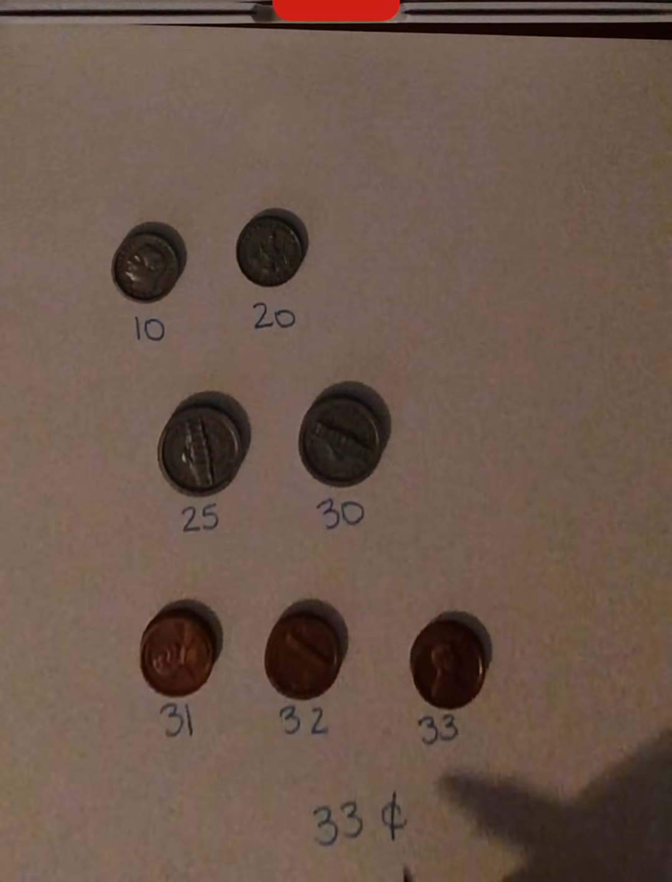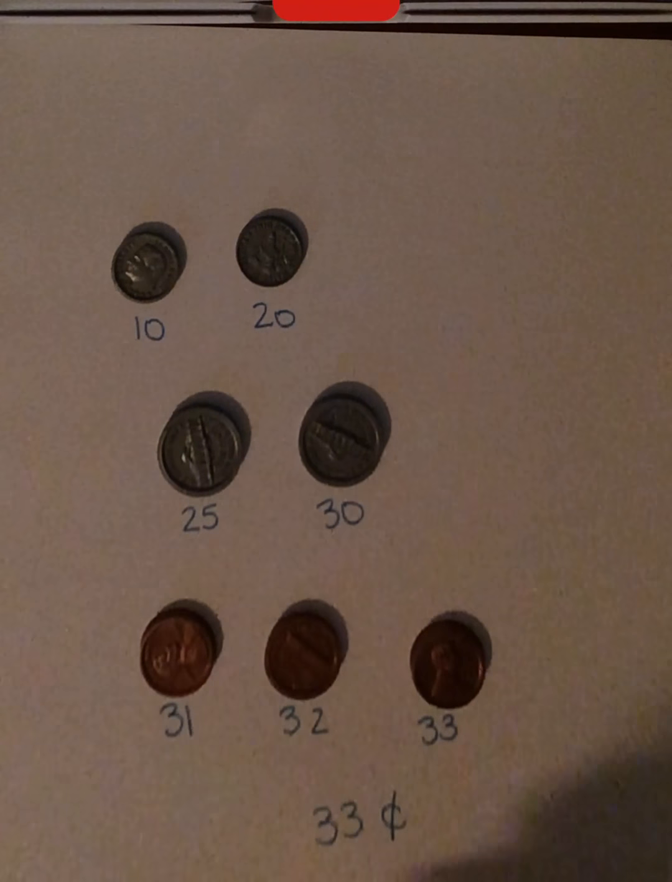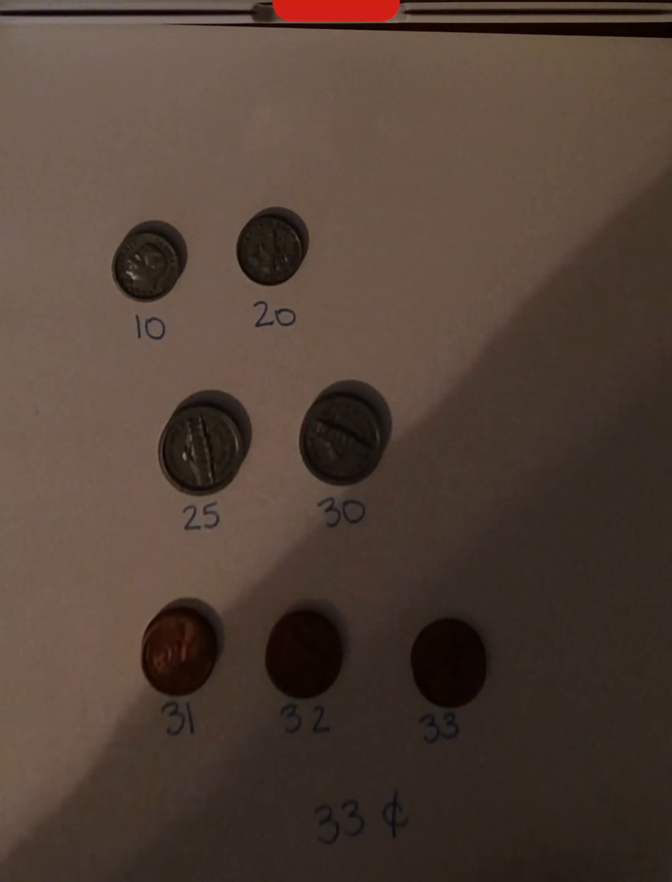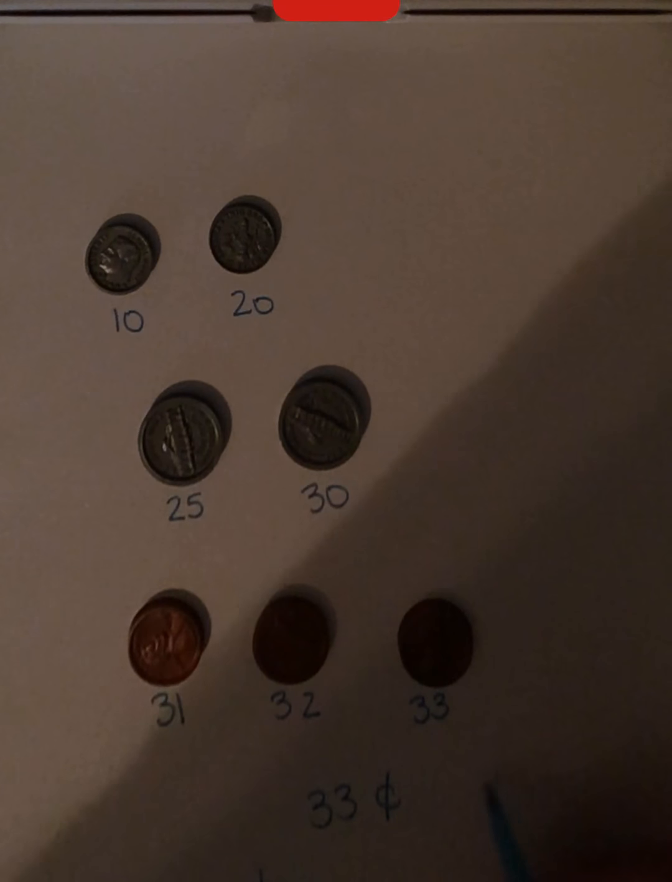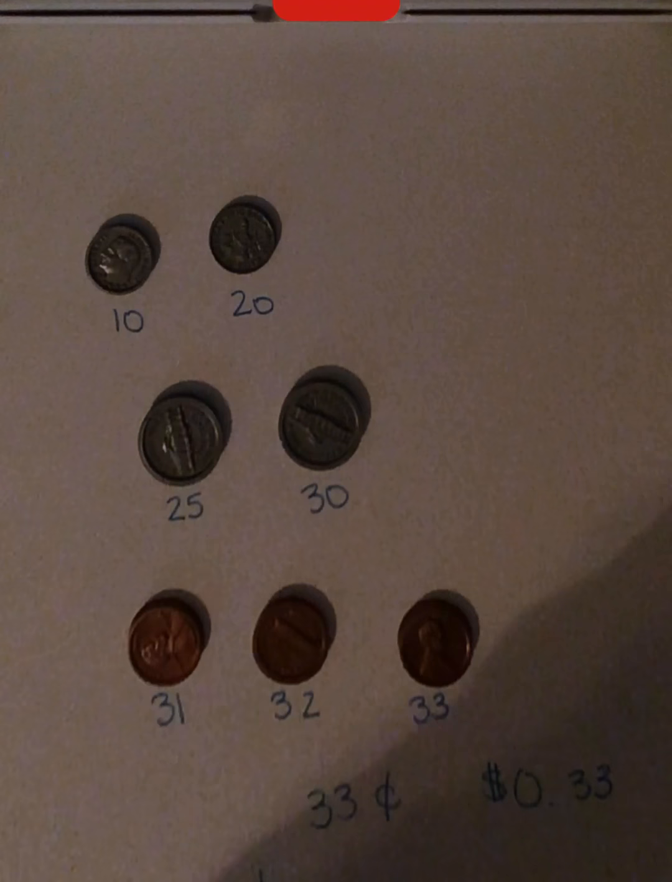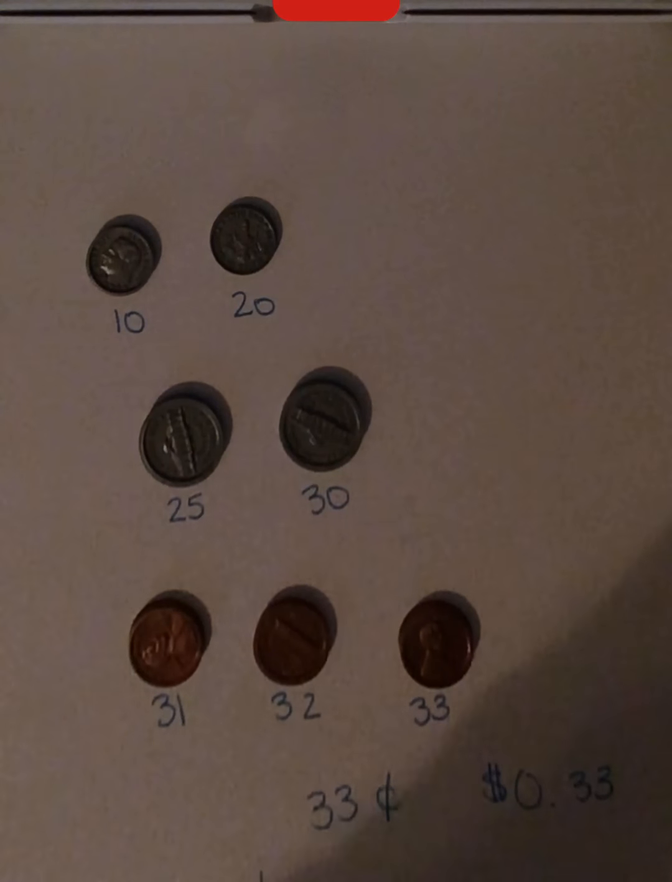That will be 33 cents. Remember, we can write it with a cent sign or a dollar sign. $0 and 33 cents. You can get out your own money and practice counting.